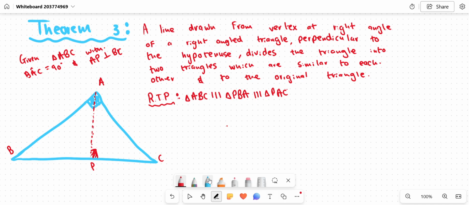Alright, so how do we go about doing that? First thing is I'm just going to look at this triangle on this side, and I'm going to compare it with the bigger triangle. So in triangle ABP and the bigger triangle, which is ABC, what am I noticing that is the same there?